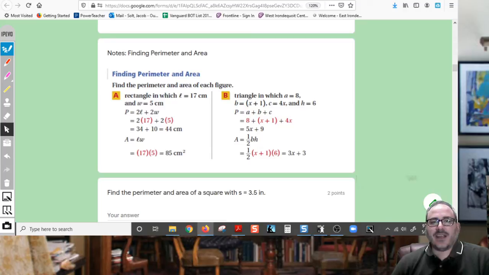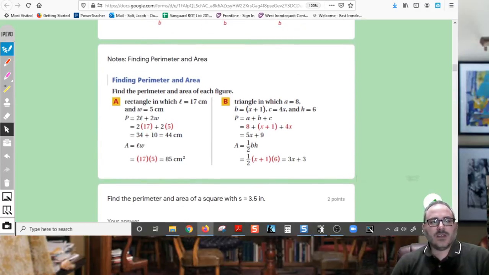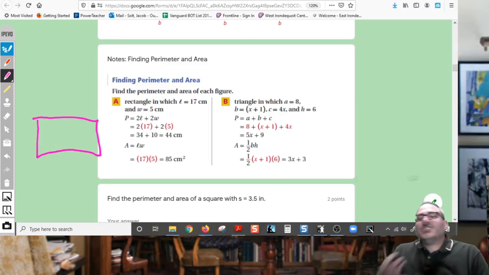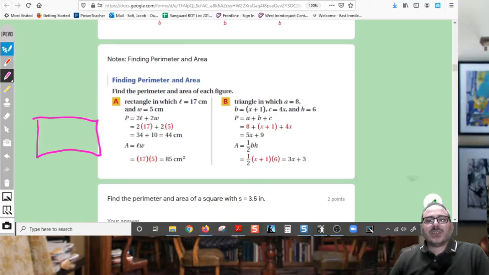I've got to find the perimeter and area of each figure. So a rectangle in which the length is 17 and the width is 5. I always recommend when doing problems like this, sketch a little diagram. Now this is an awful looking rectangle. I understand it's an awful looking rectangle, but it doesn't matter. It's just a sketch that will help me visualize what's going on.